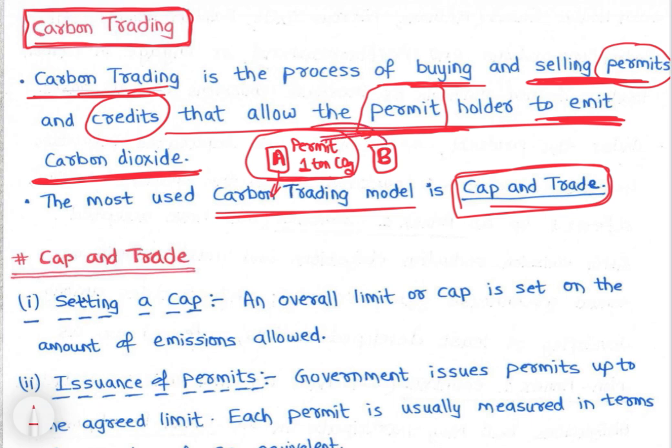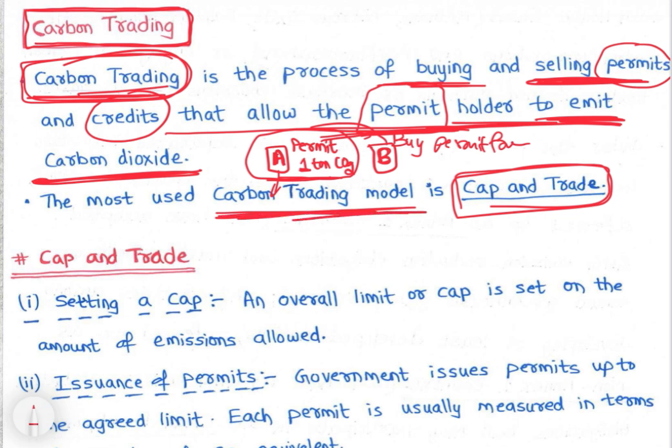Say company A doesn't want to release CO2 at all, it is a green company. So now company B can buy the permit from company A, and then company B can emit 1 ton of CO2. That buying and selling of permits and credits that allow the permit holder to emit carbon dioxide is called carbon trading. Basically you are trading carbon. That permit and that credit is called carbon trading.